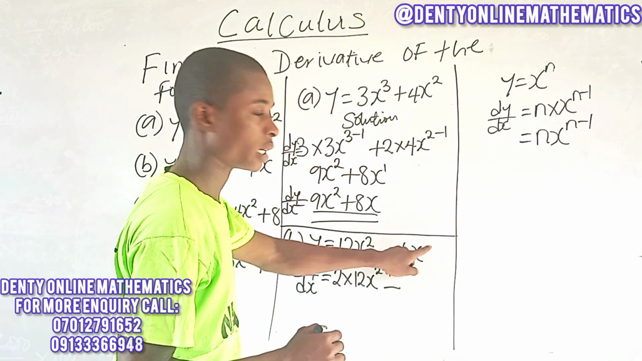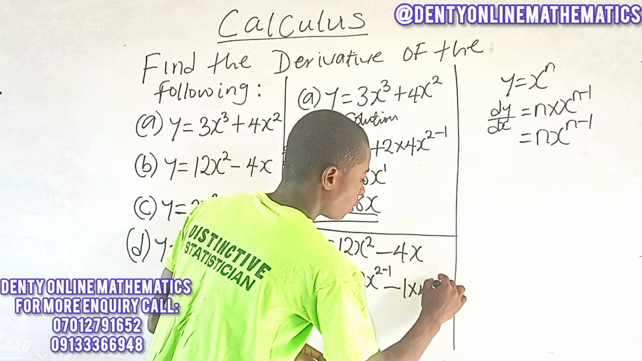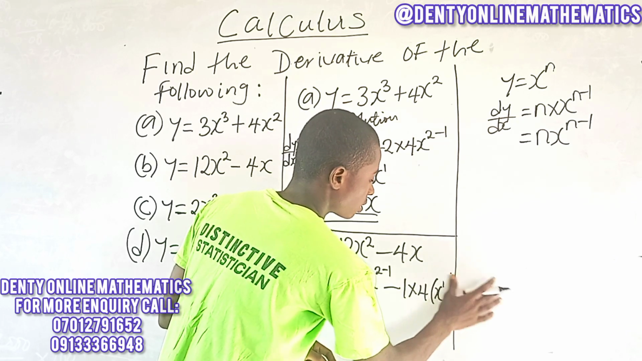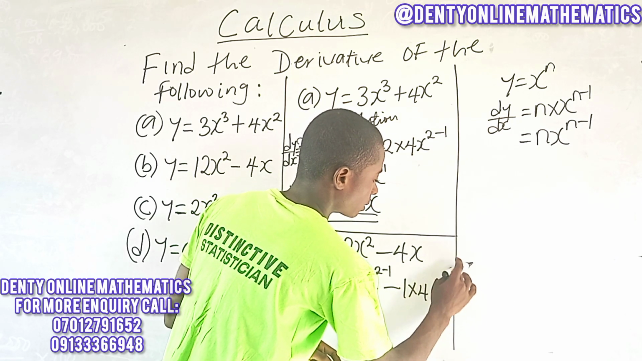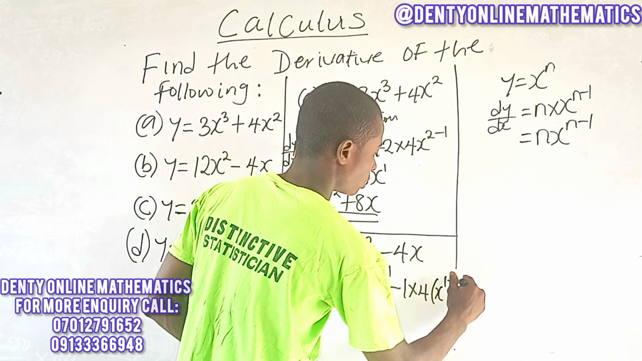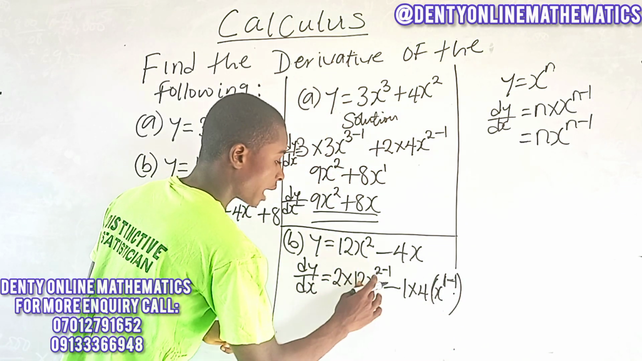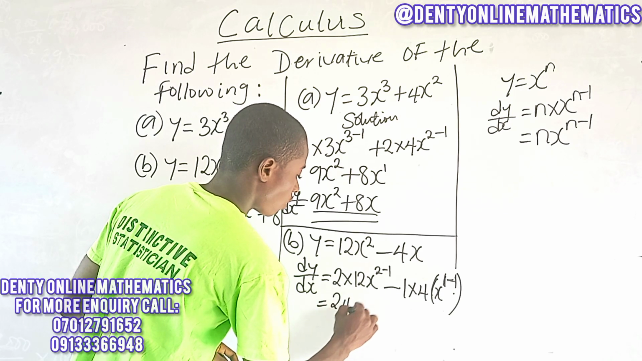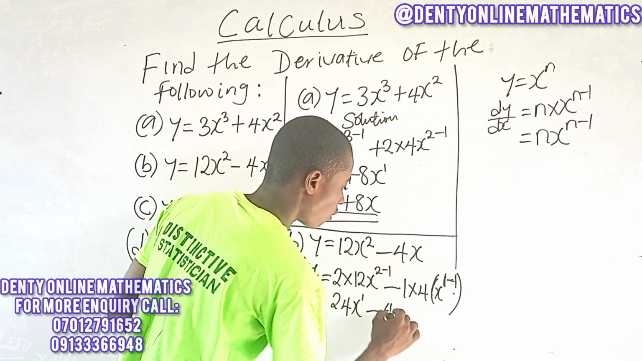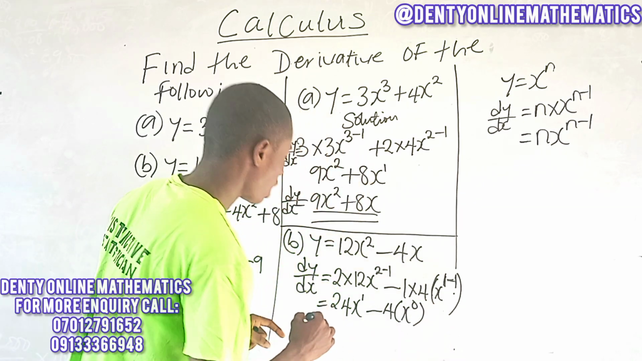Minus, remember here the power is 1. So 1 times 4, 1 times 4 into x to the power 1 minus 1. Now let's come down here. 2 times 12x will give us 24x. 2 minus 1 is 1. Minus 1 times 4 is 4. And x to the power 1 minus 1 is 0.